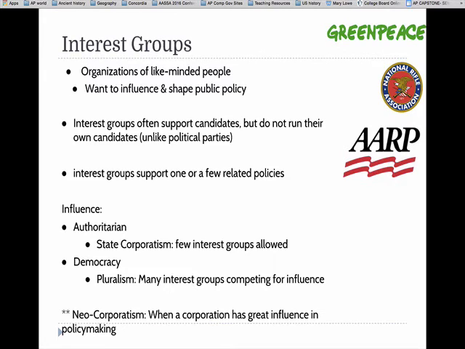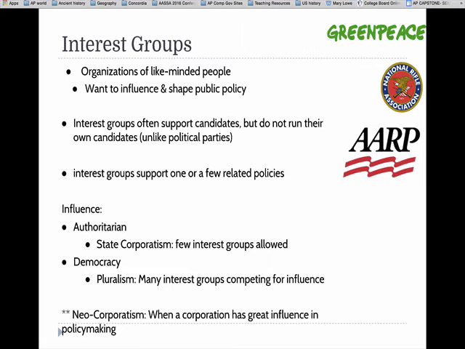Aside from political parties, we also have interest groups. Interest groups are organizations of like-minded individuals, very similar to political parties. And just like political parties, they want to influence and shape public policy. The difference here, though, is an interest group can support candidates, but they do not actually run their own candidates. So this is unlike political parties.